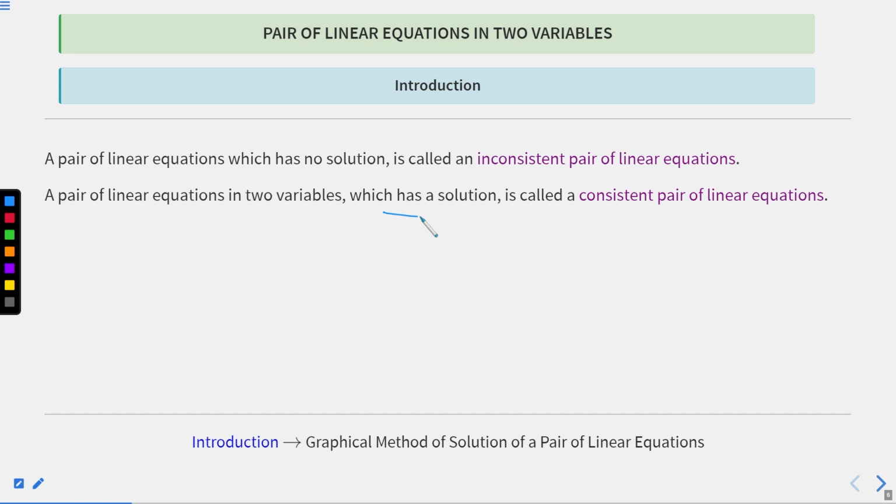So when a solution does not exist, the pair of linear equations is an inconsistent pair. When a solution exists for a pair of linear equations, then the pair of linear equations in two variables is called a consistent pair. Inconsistent means a solution does not exist. Consistent means at least one solution exists. That may be unique or infinitely many.